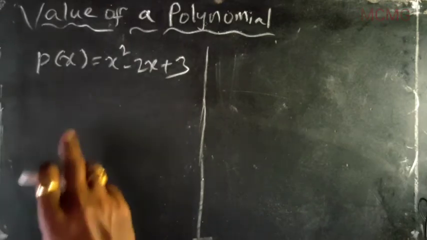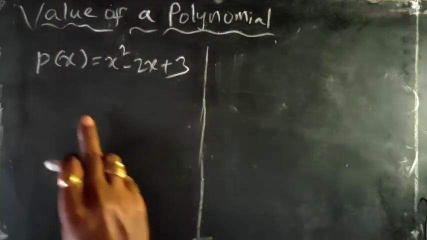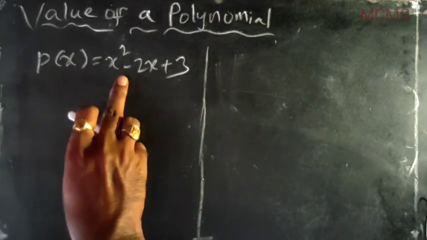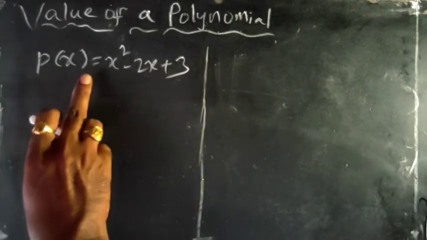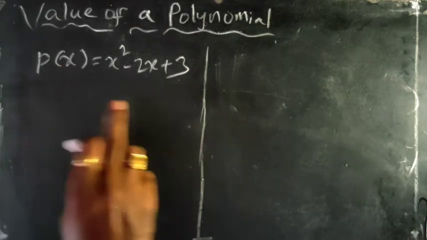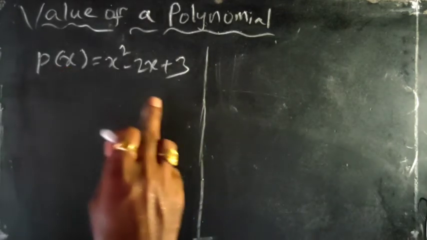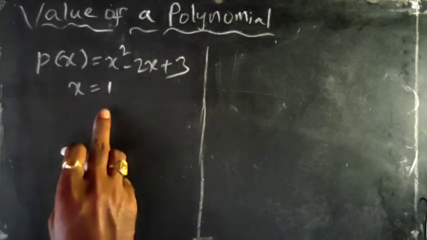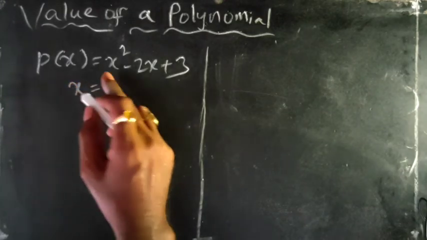Now see the next concept, the value of a polynomial at a particular value. See here, let us consider a polynomial p of x is equal to x square minus 2x plus 3. So find the value of p of x for a particular value of x. Is it possible to find an answer? If x is replaced by any value, you will get some value. For example, if x is equal to 1, find the value of p of x. Just substitute x is equal to 1 in the given polynomial.